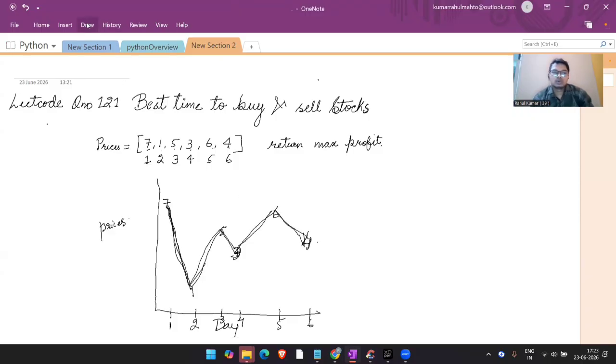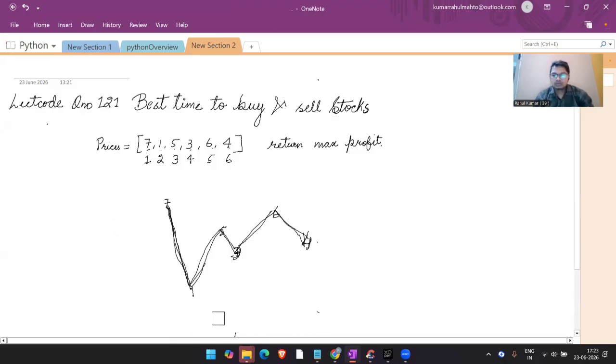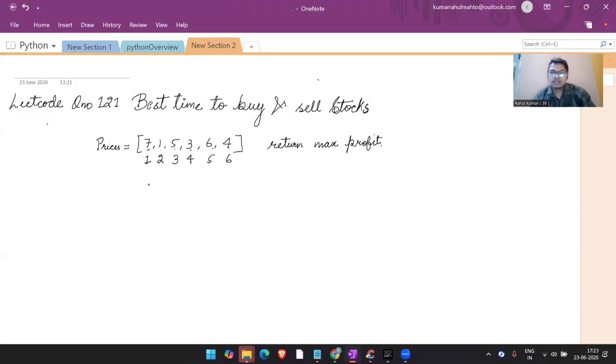So the agenda of this question is, first of all, I need to find a stock with the minimum price, and I need to sell the same stock in the future whenever the stock price rises very high. At that time I need to sell so that I can achieve the maximum profit.